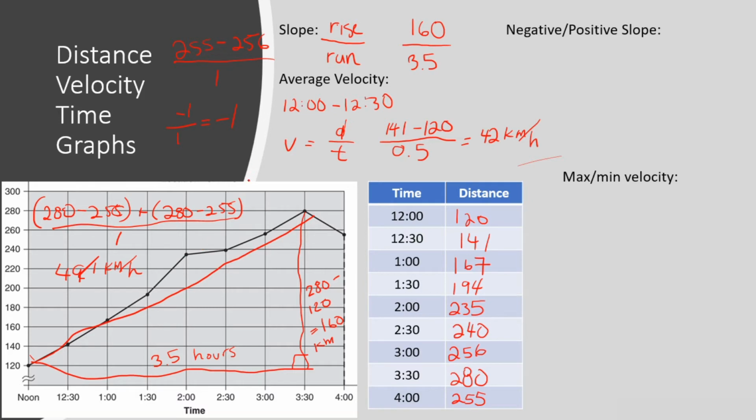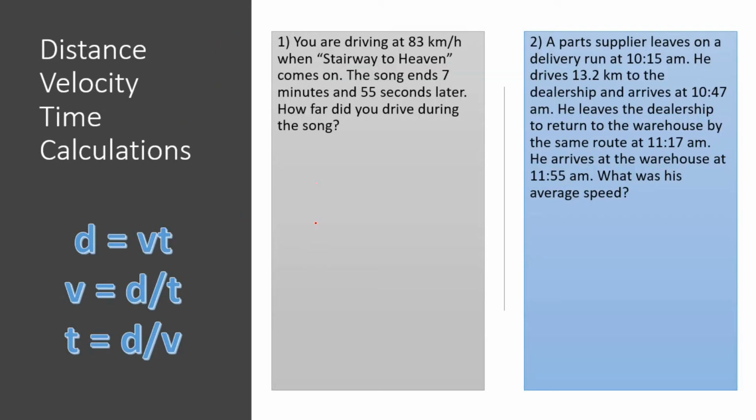So let's look at some calculations. Okay, here's where we want to be. Distance, velocity, time calculations. These are our formulas. It's the same formula rearranged, right? So here's slope equals rise over run, and here's all the variations that you get from that. So number 1, we're driving at a certain speed, and a song comes on, and the song is long. I actually got this from the textbook, which made me laugh. It ends 7 minutes and 55 seconds later. How far did you drive during the song?